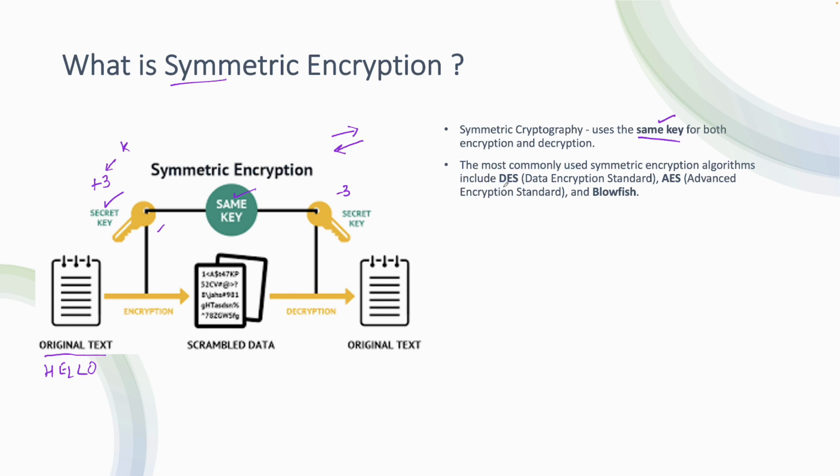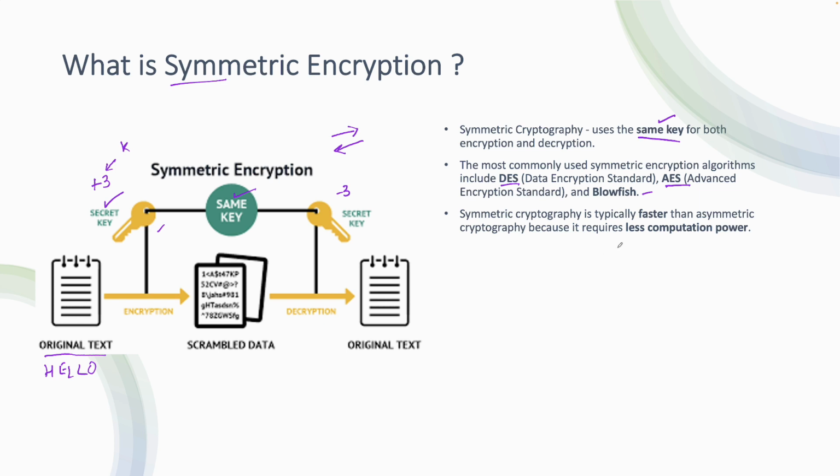Now, there is symmetric, and then there is asymmetric. In asymmetric, you basically use a key pair or a key combination. We call it a public-private key pair, and we will take a look at it in the following videos. But when you talk about symmetric encryption algorithms, the most important ones available are DES, which stands for Data Encryption Standard. Nowadays, we use AES, which is the Advanced Encryption Standard, and there is also Blowfish.